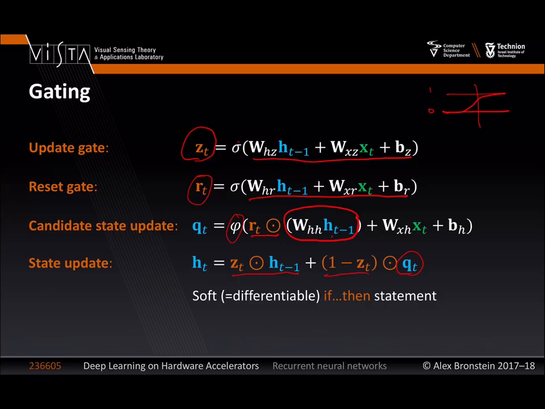Basically a fuzzy on and off switch that gates the influence of the previous input on the candidate update of the state vector that we are computing. And then we have the update gate, which tells us in which proportion to take the previous state vector and the new one that we computed. Okay? So again, think of this as a fuzzy version of if-then statements. And then the output, of course, is computed the regular way.